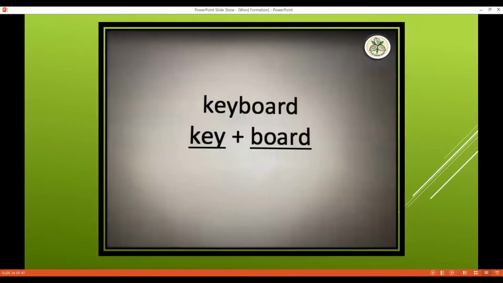Let's take the next word, keyboard. Keyboard uses a slightly different word formation process, but it has two morphemes, key and board. Both of those are meaningful, and you can pretty easily define them and combine those separate words, separate morphemes, together to form a new word, keyboard. Keyboard has two morphemes.